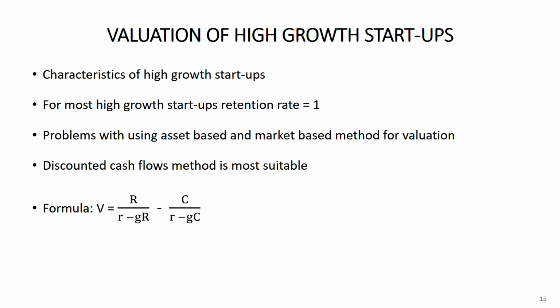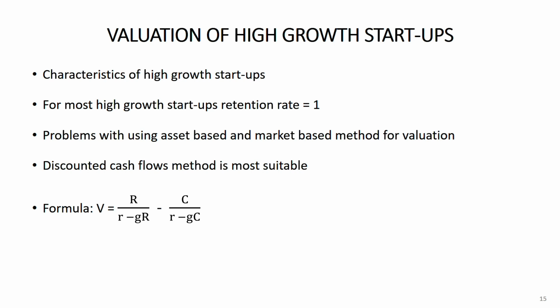Why? Because your revenue minus cost. When it's high growth startups, your revenue and your cost are different. They grow at a different rate. That's why I have put it as R minus C. If they had grown at the same rate, we could have just taken R minus C divided by R minus G. But this is different. Revenue is growing at a different rate, cost is growing at a different rate.